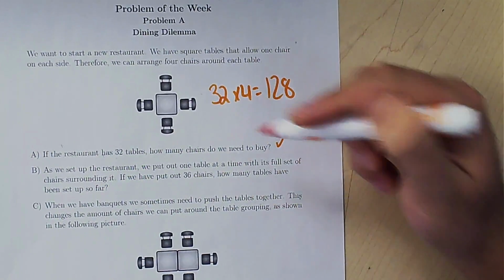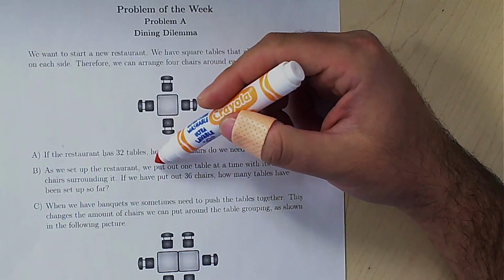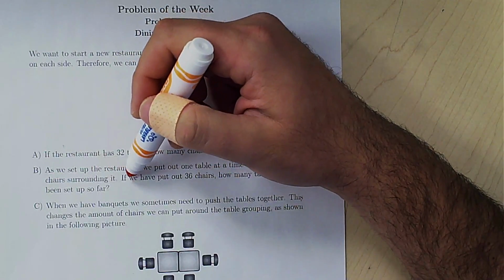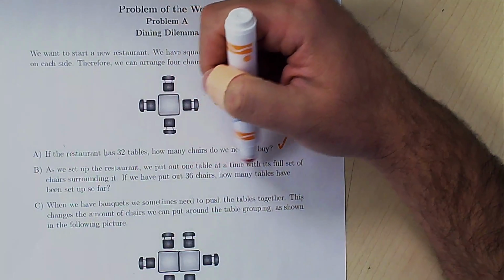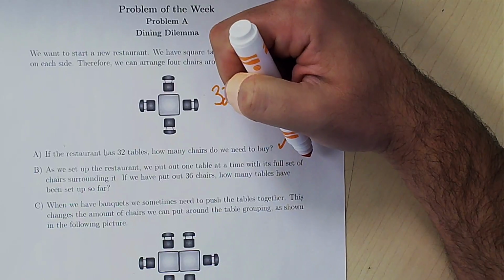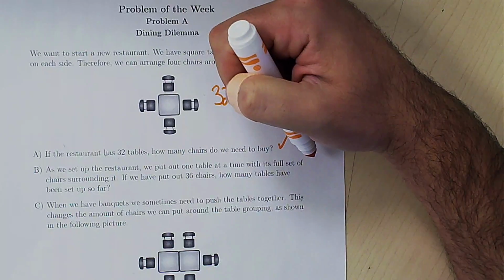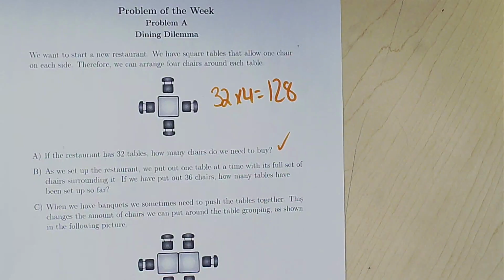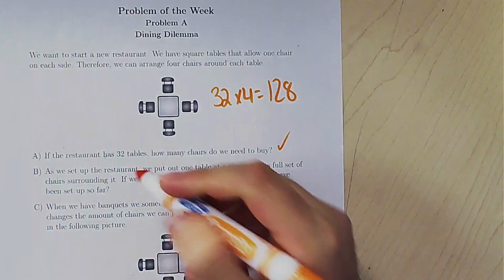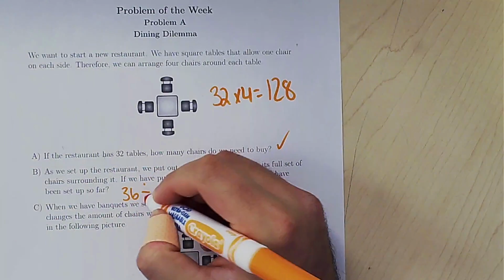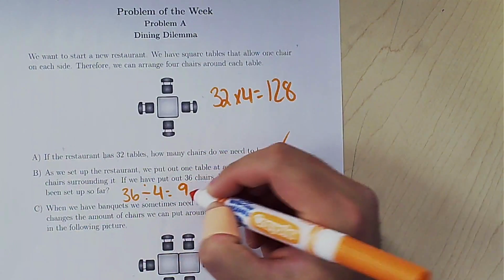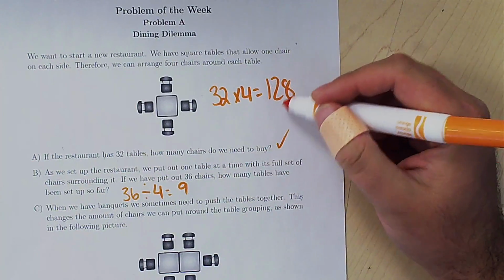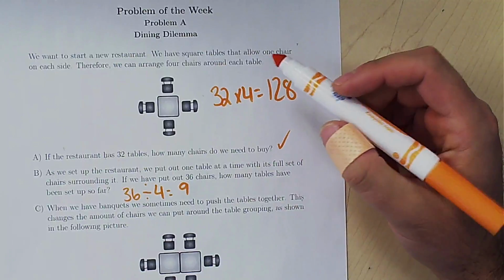What's next? As we set up the restaurant, we put one table at a time with its full set of chairs surrounding it. If we put out 36 chairs, how many tables have been set up? So now we have 36 chairs. Roman? 36 divided by 4 is 9. So the first two were just simple multiplying and dividing questions.